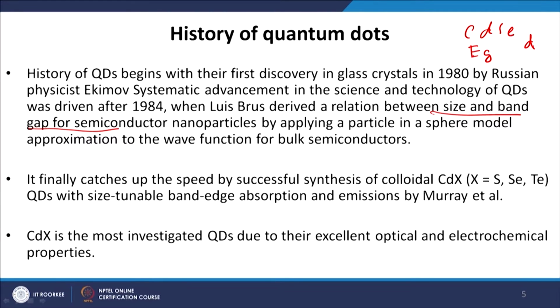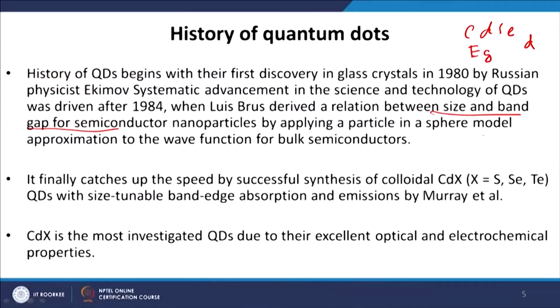It finally caught up speed with the successful synthesis of colloidal cadmium X. So, colloidal cadmium based compounds like cadmium sulphide, cadmium selenide or cadmium telluride with core shell structures show size tunable band edge absorptions and emissions, and because of that this kind of quantum dot has become very popular over a very short amount of time, and these quantum dots can be made by a solution based approach. CdX is the most investigated quantum dot due to its excellent optical and electrochemical properties. In most of our experiments we still use cadmium based quantum dots.